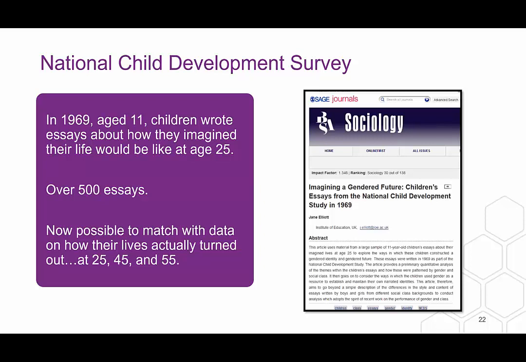The value of the collection, I think, is twofold. One is that the sample size is quite large for a qualitative collection. The essays themselves are quite short, but you have 500 of them. And the second is that you have the quantitative data to compare with, to see what actually happened to them at 25. So not only can you look at what they thought would happen, but you can look at their lives at 25, and now also 45 and 55, and see how things unfolded.